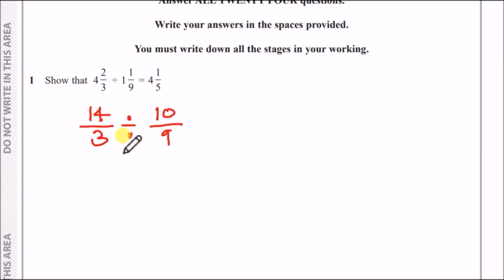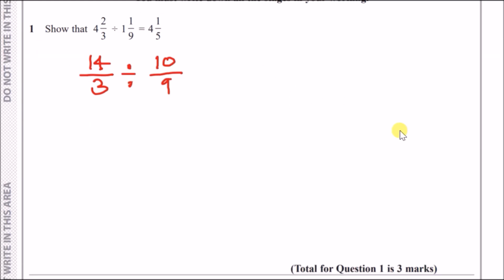That's usually a trick: go from divide to times. To do that, all we do is copy the first one, change this to a times, and when you do that, you must flip the second fraction. So 10 over 9 becomes 9 over 10.